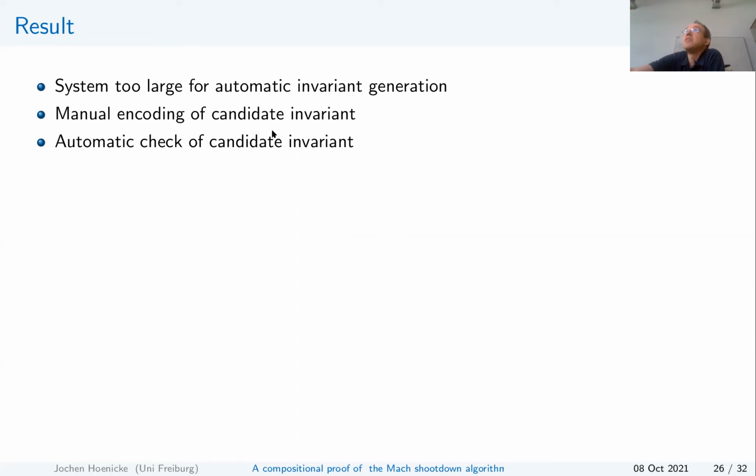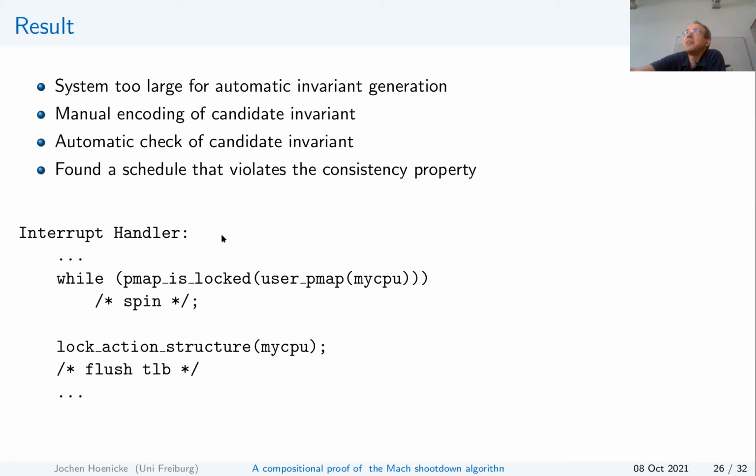We encoded the candidate invariant manually, automatically checked it, and reiterated it. So we used Z3 to check it. And if it doesn't hold, then we change the candidate invariant. And finally, we found a schedule that violates consistency. And we asked ourselves, is this a problem with the old paper or is it our implementation? So this is where the problem is in the old paper.